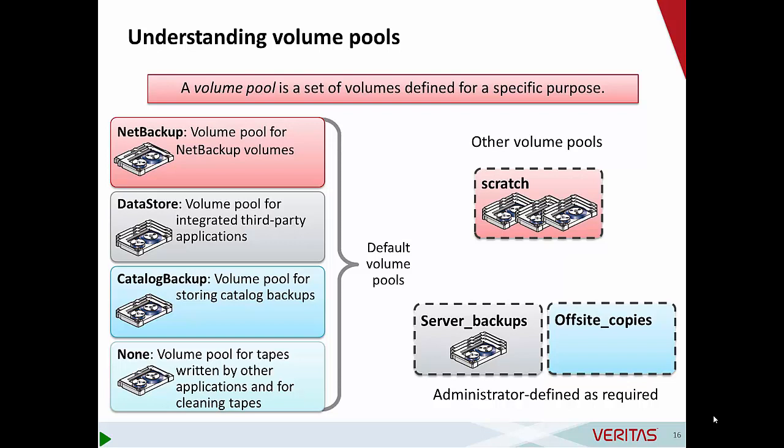The NetBackup volume pool is the default volume pool. If you do nothing else, all your tapes will be members of this pool. The data store is a set of tapes that's used for third-party add-ons to NetBackup. For example, if you have Enterprise Vault exporting data to NetBackup for tape out, it'll use a data store volume pool. Catalog backup are your catalog tapes. When you're doing catalog backups to tape, NetBackup always has you put these tapes in a separate volume pool because they're critical for disaster recovery.